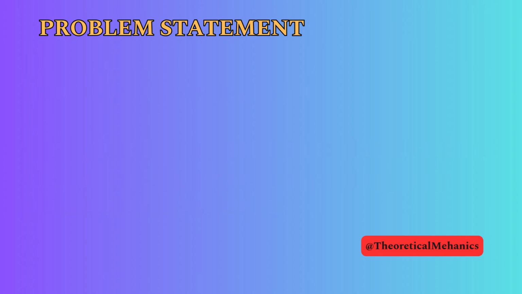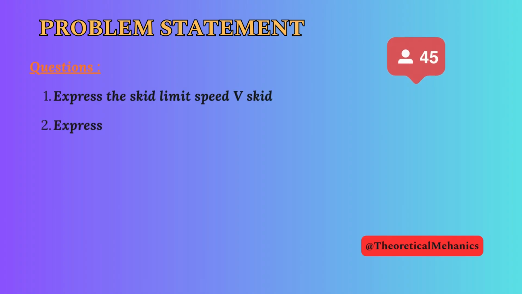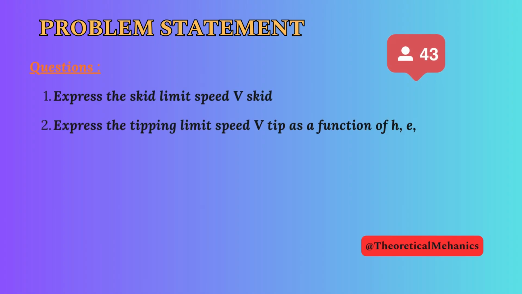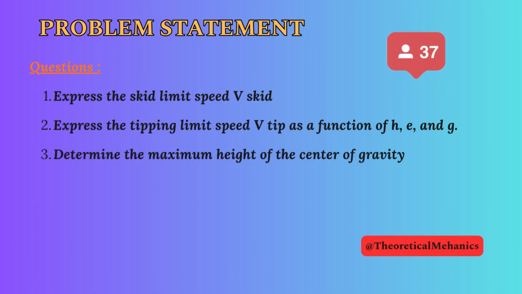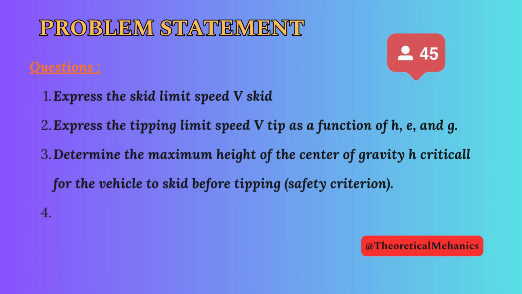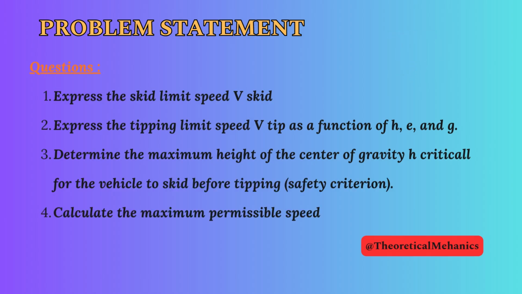Here are the questions. 1. Express the skid limit speed v skid. 2. Express the tipping limit speed v tip as a function of h, e, and g. 3. Determine the maximum height of the center of gravity, h critical, for the vehicle to skid before tipping, the safety criterion. 4. Calculate the maximum permissible speed if h equals 0.60 meter.